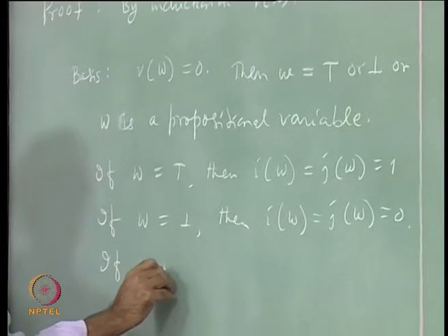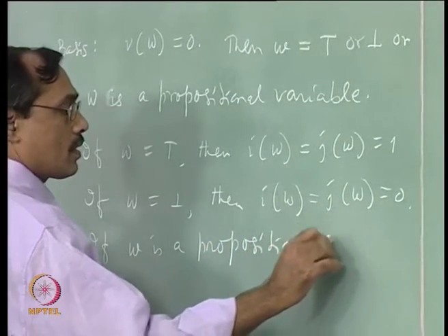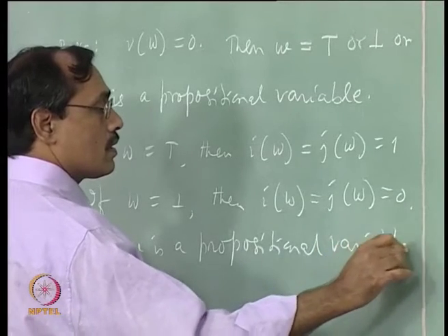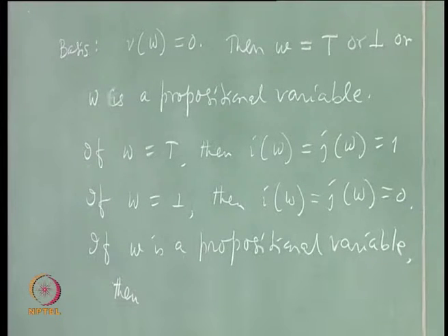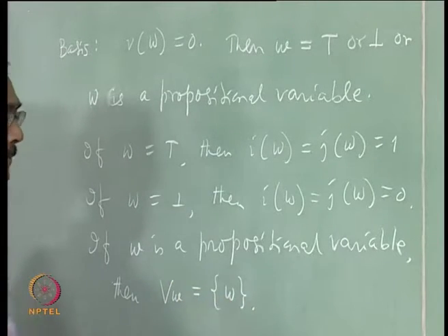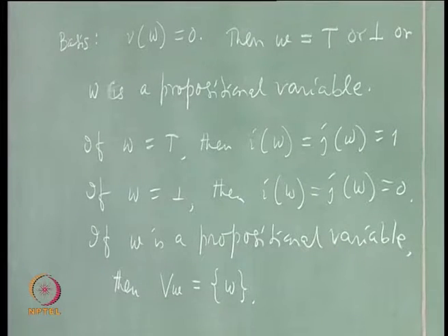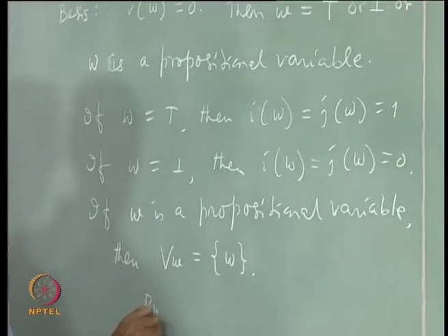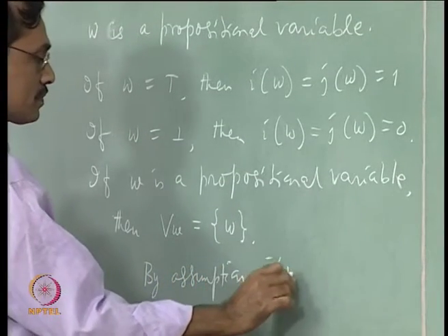If W is a propositional variable, then what happens? Then V W has only one member, which is W, right. So, V W is equal to {W} itself, and by the assumption of the statement, I of W equal to j of W.